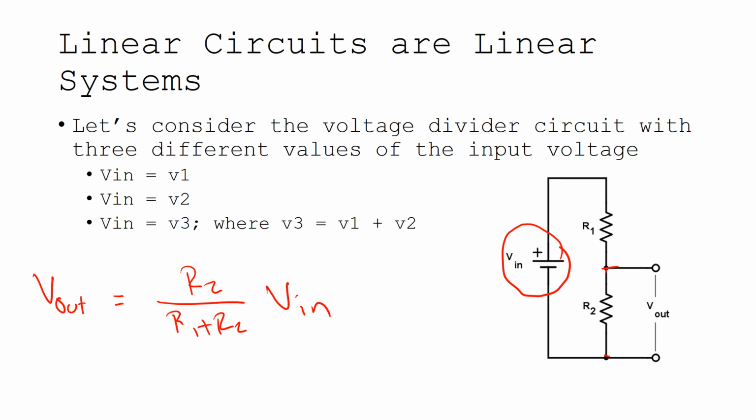So to do so, we are going to get the output of the circuit when we have an input V1, the output when we have an input V2, and then check the output of the circuit when we have a new input V3 that is a superposition of V1 and V2. If the corresponding output is the superposition of the two outputs coming from V1 and V2, then the circuit is linear. Okay, so let's write down the equations that we know from the voltage divider circuit.